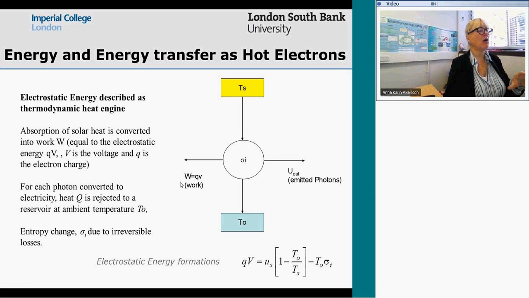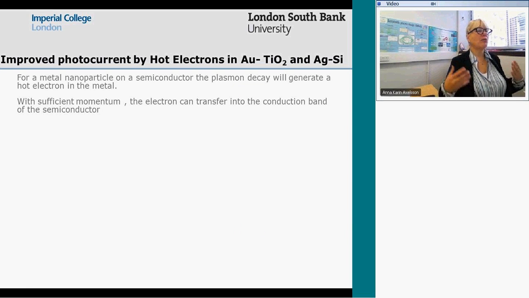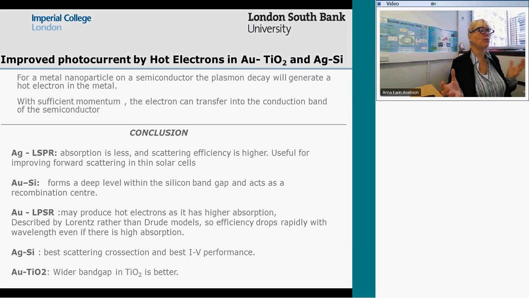Our basic conclusion is that the plasmon decay, the damping of the oscillation, generates a hot electron in the metal. With sufficient momentum, an electron can transfer into the conduction band. We still don't show exactly how this electron transfer occurs, but most definitely the whole electrostatic force transfer may be driven by the hot electron mechanism.